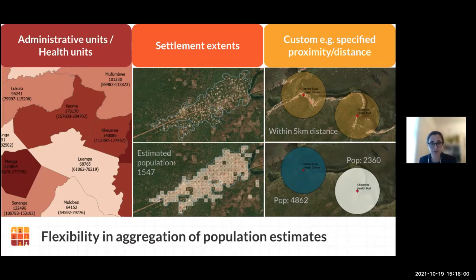And thirdly, the gridded nature of the population estimates means that we can also calculate estimates of population for custom units. So if you can draw a boundary of the area you want to calculate population within, then it is possible to calculate an estimate for that location. Or we can also do this for a specified proximity or distance. For example, we have two locations shown here in the Chinga province in Zambia with two health facilities, calculating the population that is within 5 kilometers distance of these point locations. So integrating the point locations available through various infrastructure data sets and a custom distance enables new insights.